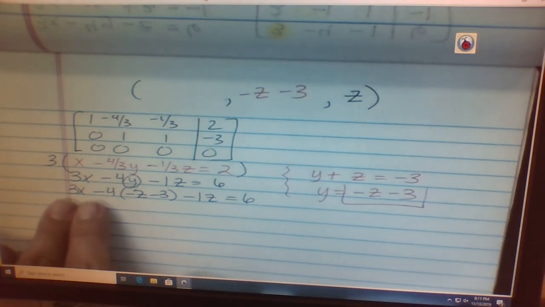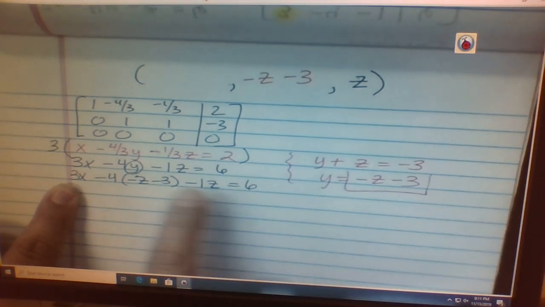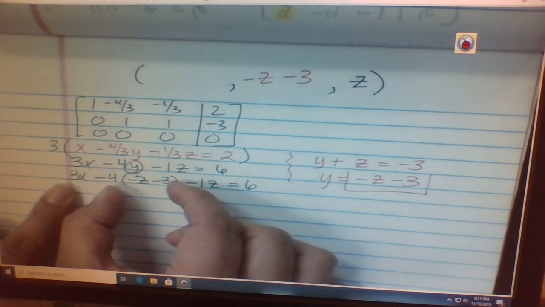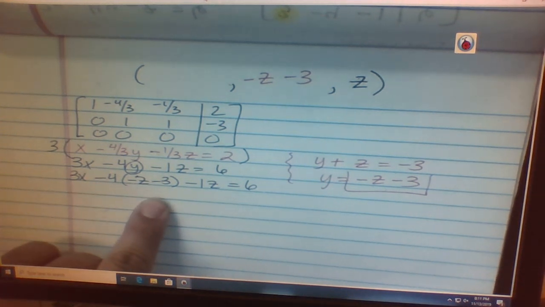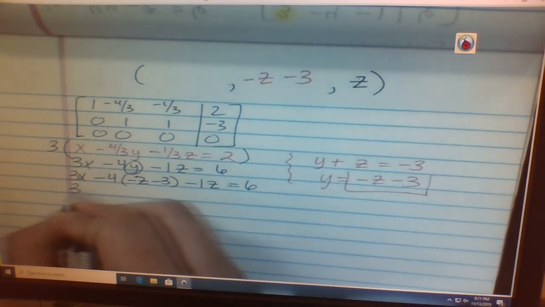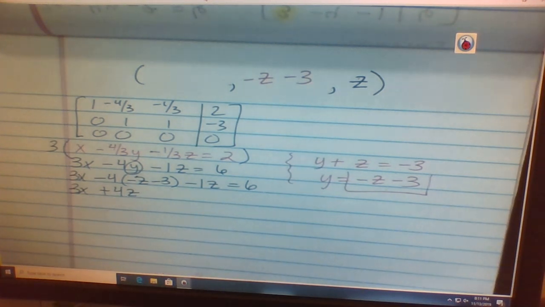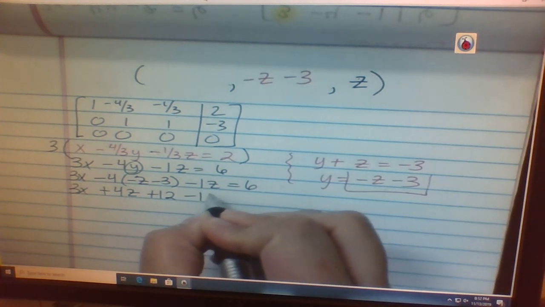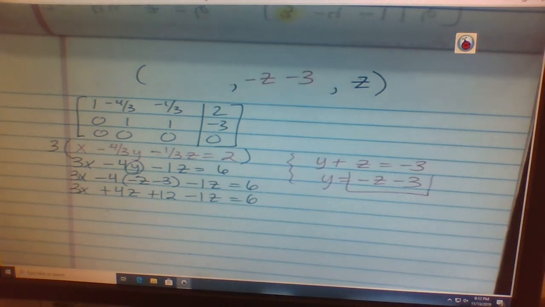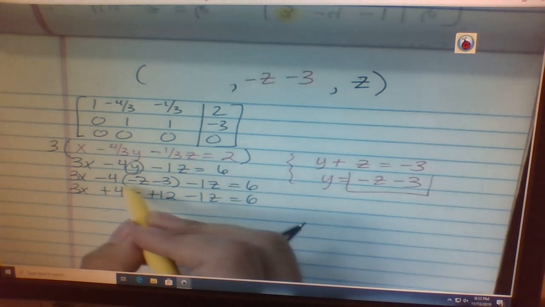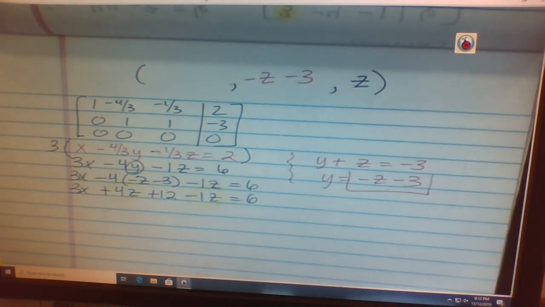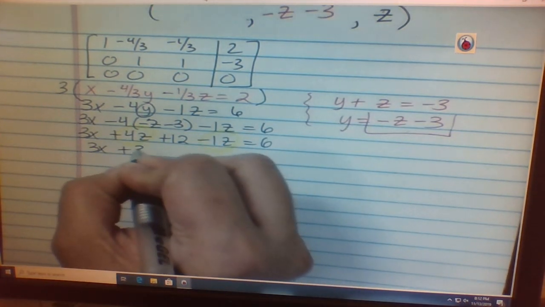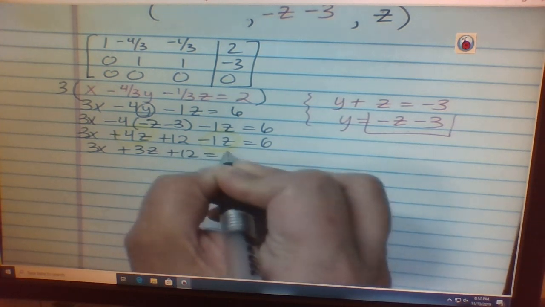So I need to make sure I only have x and z's here, but I happen to have a y, but I already know what y is, so we're plugging it in there. Negative 4 times a negative z is positive 4z. Negative 4 times a negative 3 is a positive 12. Now, we combine what we can, and right now I should be able to combine these two, which gives me what kind of z? 3z. So 3x plus 3z plus 12 equals 6.